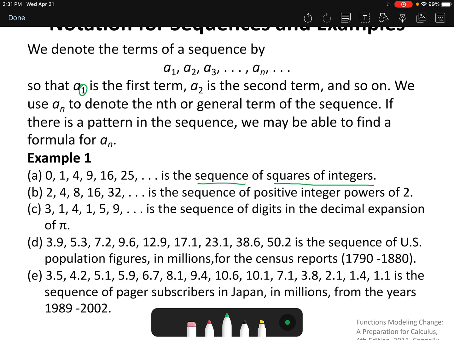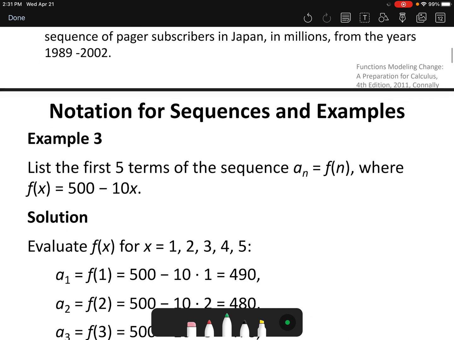All right. 3.9, 5.3, 7.2, etc. That's the sequence of U.S. population in millions from census reports from 1790 to 1880. So you can see these are just what we call sequences.